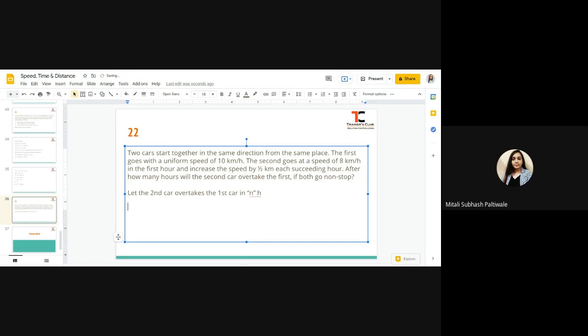Now let's do one thing: the distance covered by the first car and the distance covered by the second car. We have to find the time actually. We can go with the same thing because it is gaining 0.5 each hour. Because distance is not given here, unlike the first case where there was distance, let us consider 10 times n: time into speed, speed into time. This is the distance.